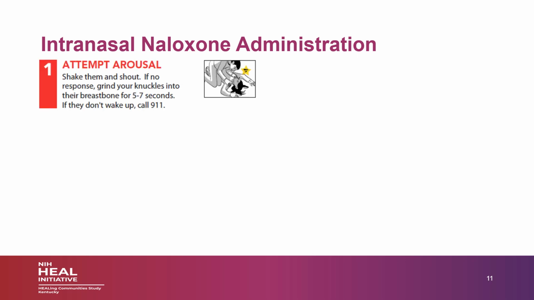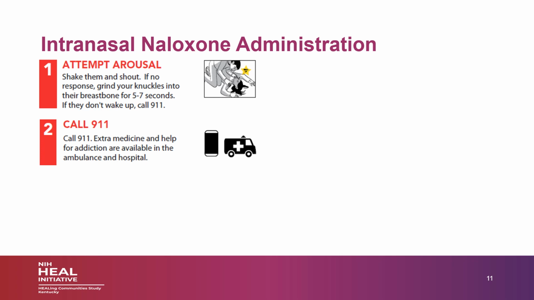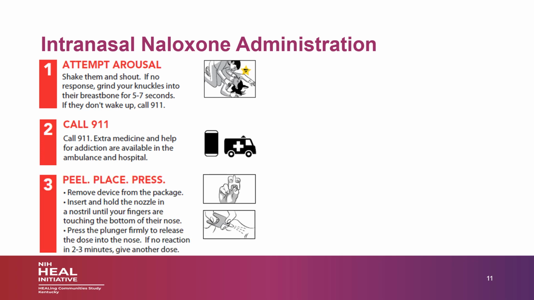Give them a gentle shake and shout, then give them a sternal rub by rubbing your knuckles against their breastbone for about 5 to 7 seconds. If they still don't respond, dial 911 immediately. After you've dialed 911, administer the naloxone.